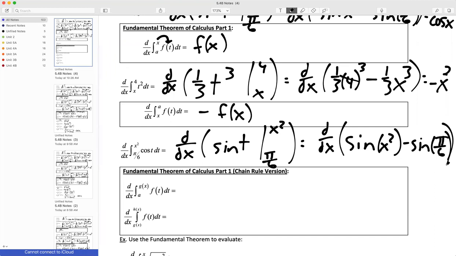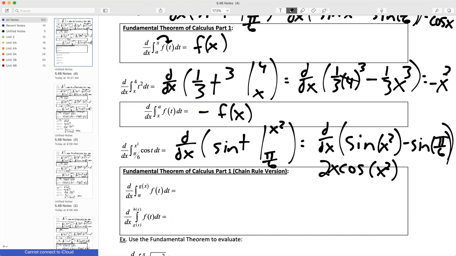Everybody okay? So far, so good. Now I'm going to take the derivative. Derivative of sine of x squared is cosine of x squared. Then I multiply it by the derivative of what's inside, which is 2x. And the derivative of that is 0 because it's a constant.